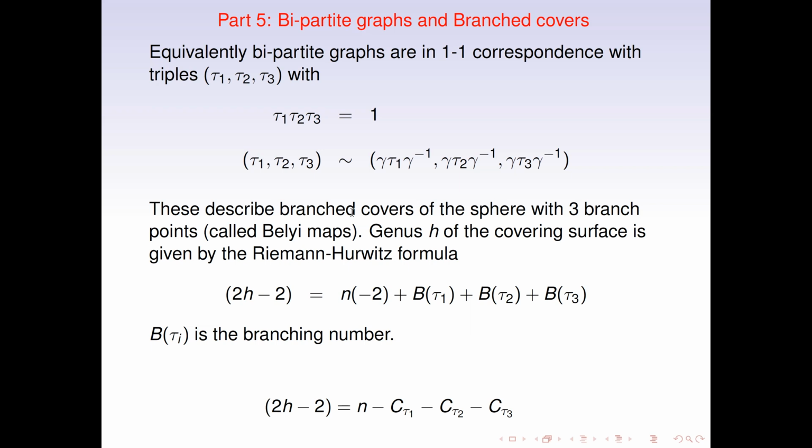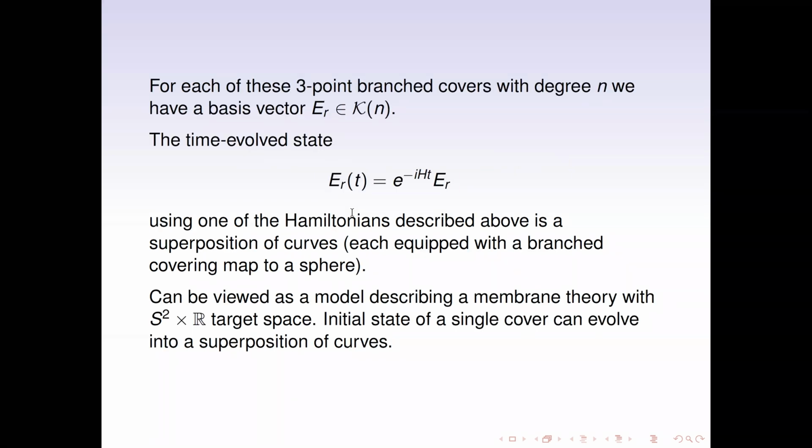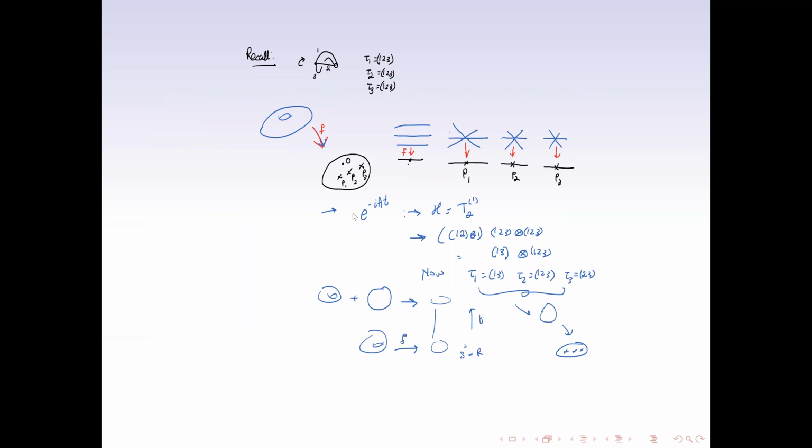So each of them is a cover. For example, this bipartite graph, we said it can be drawn on a genus 1 surface. So associated with that, there is a genus 1 surface covering a sphere with 3 branch points. The tau 1, tau 2 were 2 permutations that I gave you before. Tau 3 is the inverse of the product. It turns out it is also this permutation 1, 2, 3. So this is a branch cover. It's a torus mapping to a sphere.